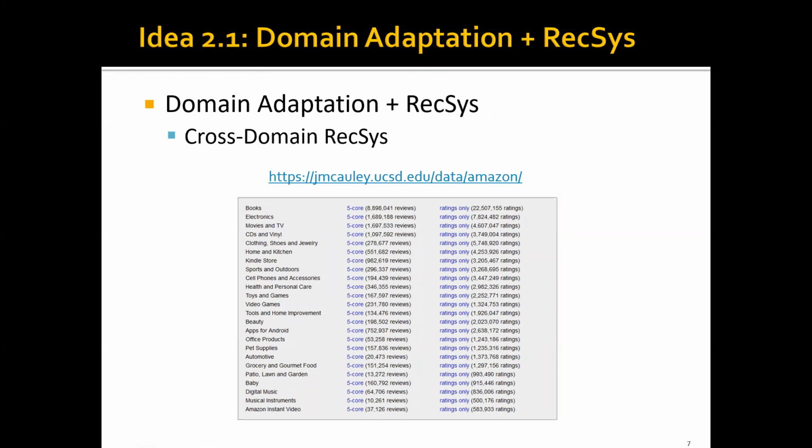And one thing we can do is think about applying domain adaptation to recommender systems. One of the ideas is to think about cross-domain recommender systems, right? For example, in this data set, they provide recommendation data in about 20 domains. Let's say that we train the model in some of the domains, and can we use the same model and expect it to perform well in some other domain? So this is the problem of cross-domain recommendation.